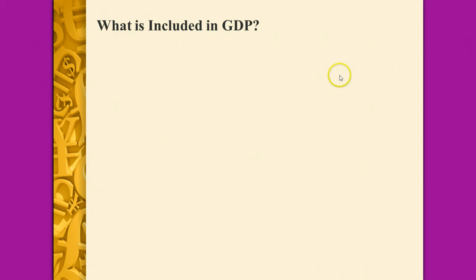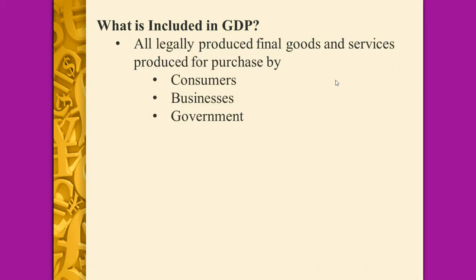Okay, so what is included in GDP? All legally produced final goods and services produced for purchase by consumers, businesses and government. A number of important words in that. Legally is an important word, and final. Produced for purchase as well. Okay, one point to note in here is businesses. It is all businesses within the borders of the particular country. So every business within Australia, we look at their final goods and services in order to calculate the value of GDP, irrespective of where that business's original location is.